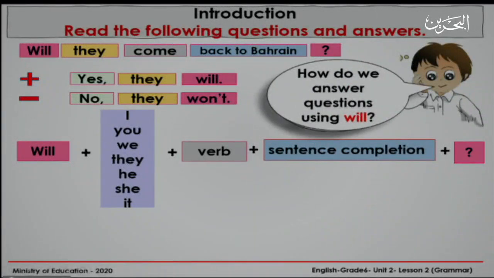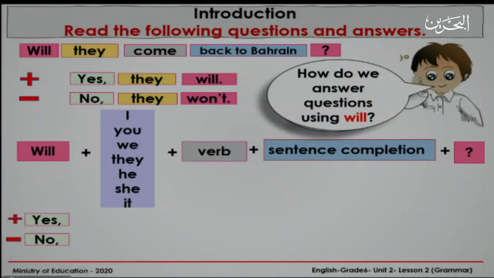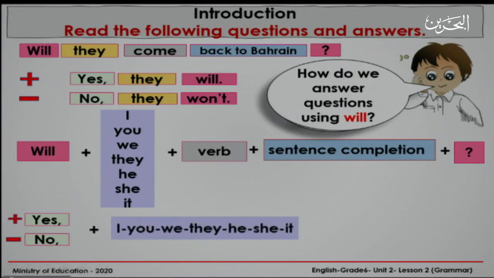Now, how do we answer questions using will? For the affirmative answers, we use yes, and for the negative answers, we use no, plus the pronoun, plus will for the affirmative answers, and won't for the negative answers. And we don't forget to put a full stop at the end of the sentence.